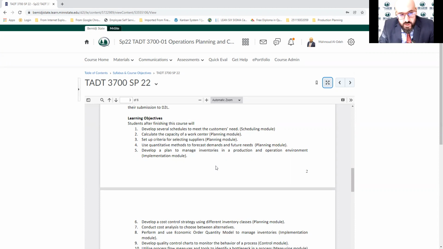Once you finish this course, you will be able to develop several schedules to meet the customer needs. So we're going to talk about scheduling techniques. Number two, calculate the capacity at a work center. So if there's a work center that you would like to calculate the capacity, I will show you how to do that. Number three, set up criteria for selecting suppliers.